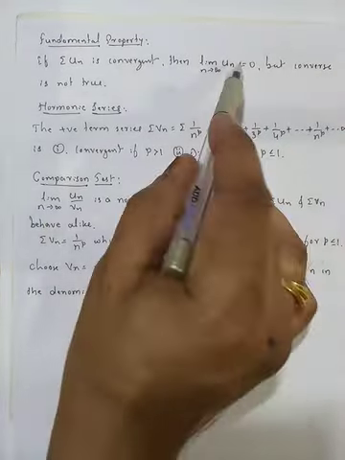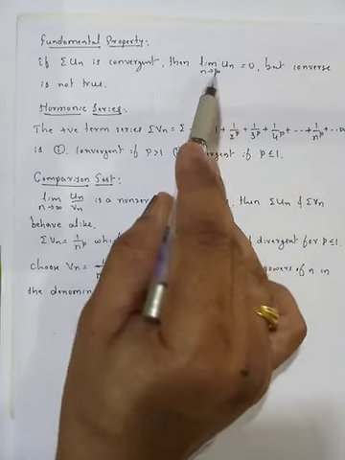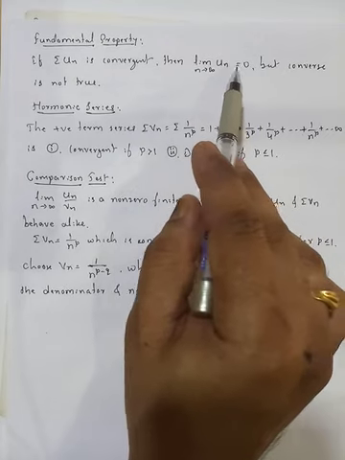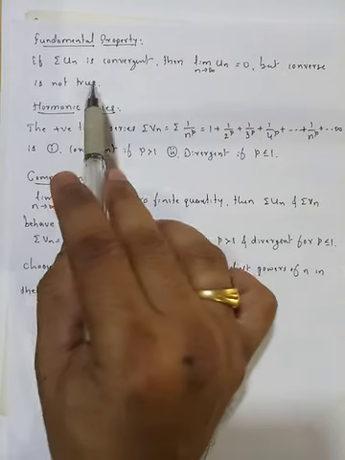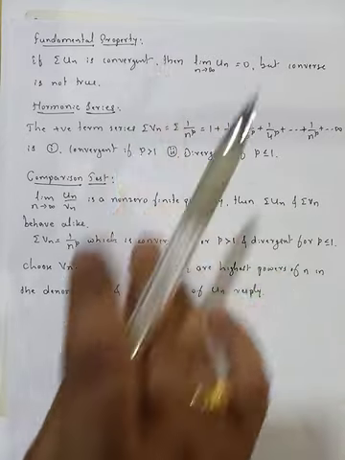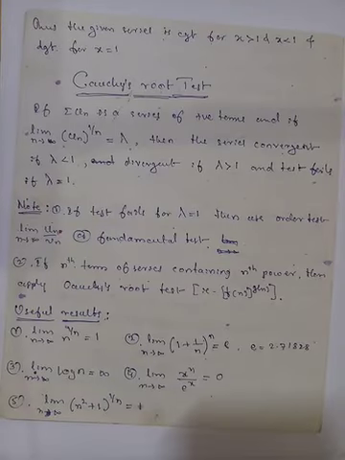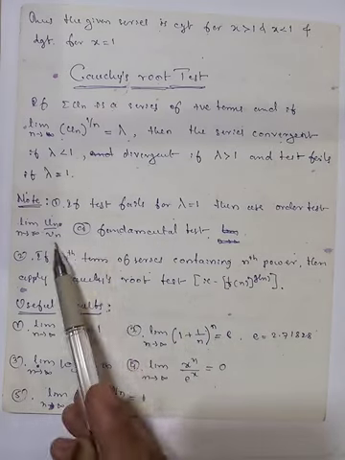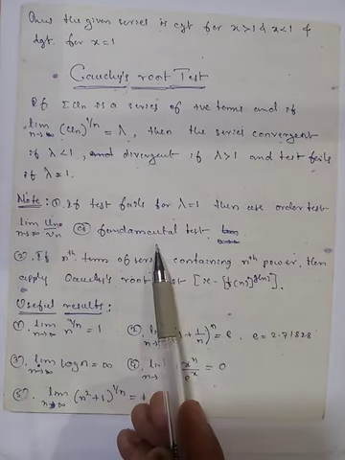We're just checking whether the value of the limit of un as n tends to infinity is 0 or not. If it is 0, then it is convergent. If it is not equal to 0, then it is divergent. So, if the Cauchy's root test fails, we apply either the comparison test or the fundamental test.